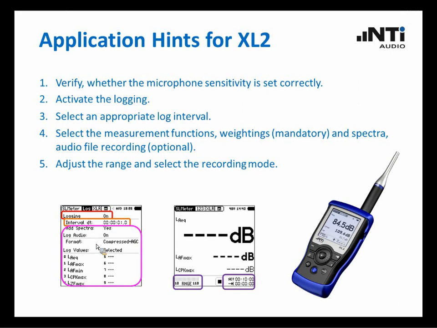Next step is to adjust the input range of the instrument. If you are in a very silent environment, you should select the lower scaling, so it goes down, for instance, here to 10 dB, and this makes sure that you are accurately measuring even very silent environments. Whereas in the opposite case, in a very loud environment, you would adjust the range to the upper maximum to make sure that no clipping occurs.